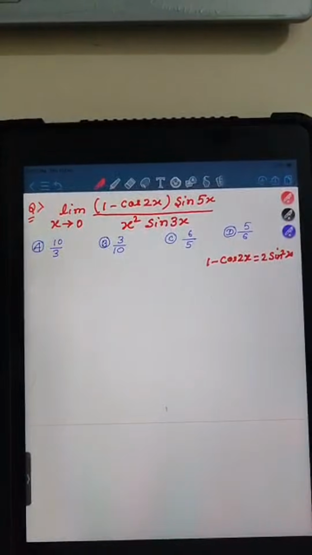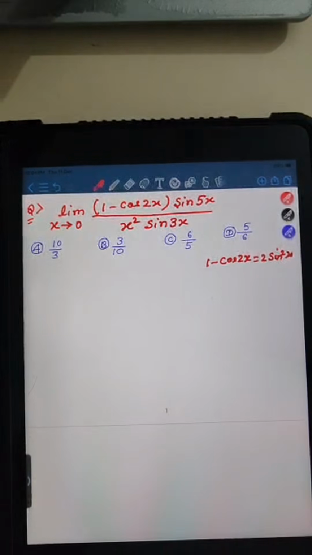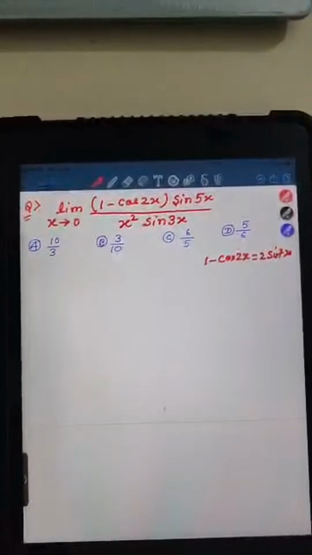Instead of 1 minus cos 2x, you can write 2 sine square x. Yes, Tilak Raj, you are correct. Use this, then use sin x upon x, and then you will get the answer.